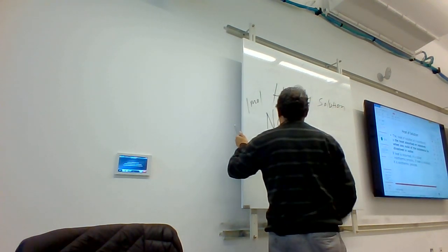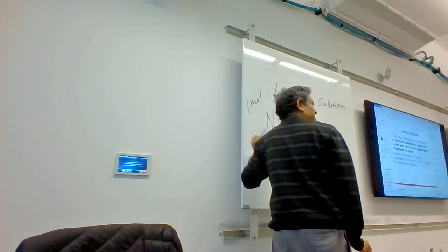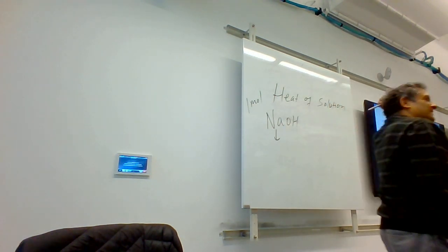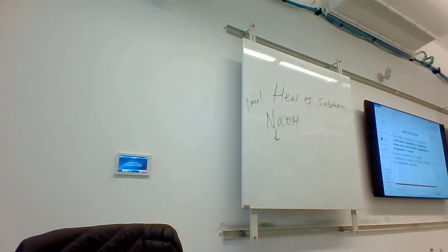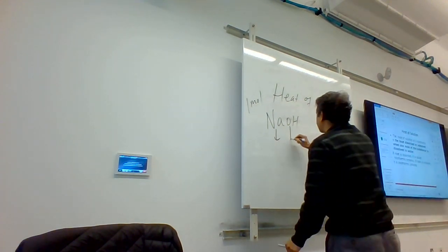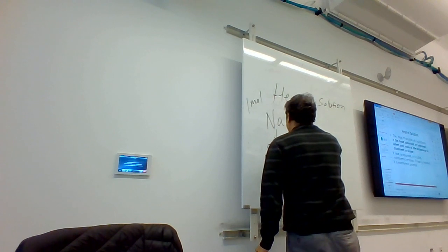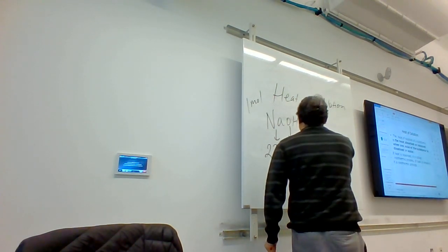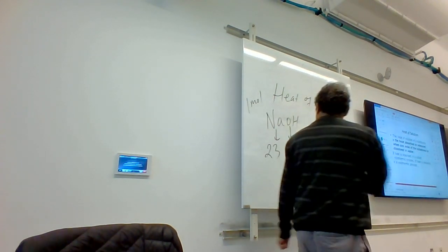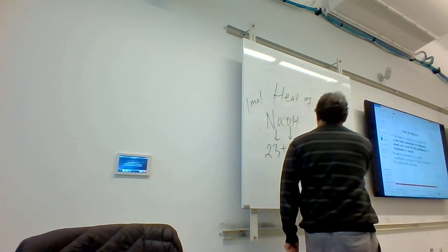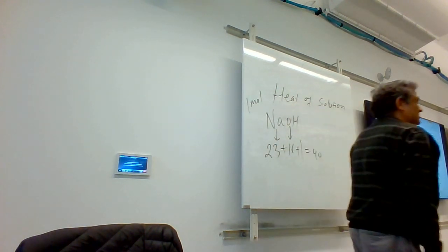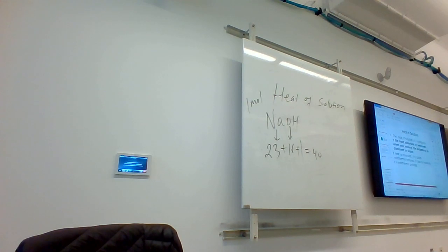Can you look at the periodic table? Yes, look at the periodic table. Na is 23, O is 16, and H is 1. If you add those all, you get 40. So take 40 gram, go to the balance, take the bottle of NaOH, take 40 gram.